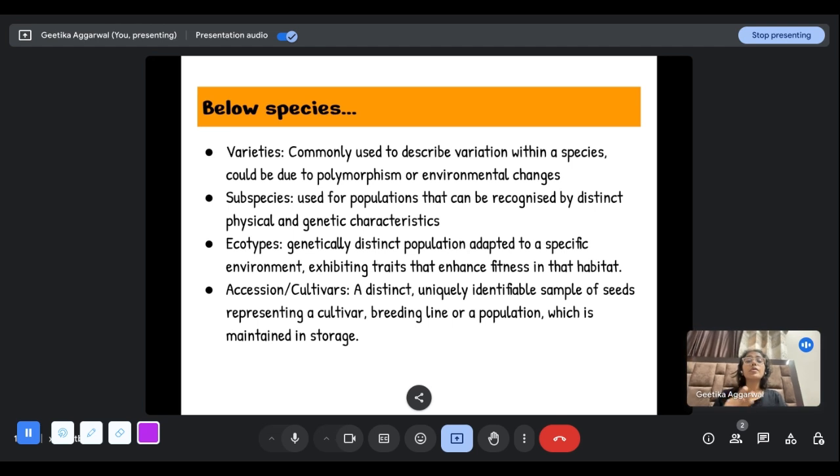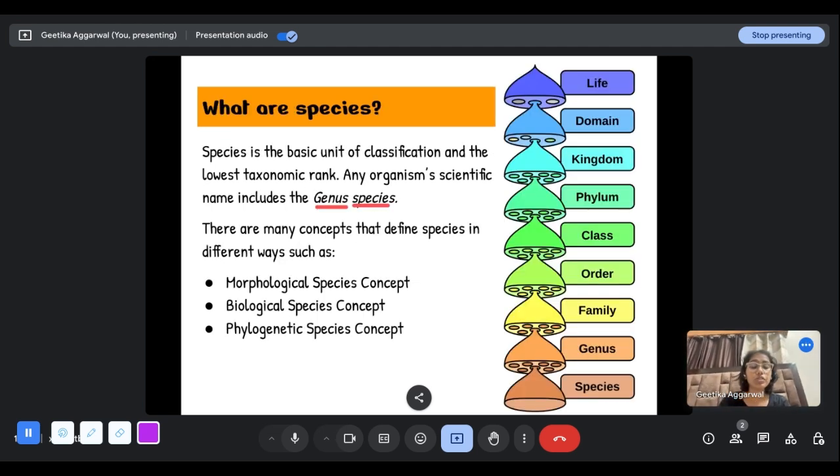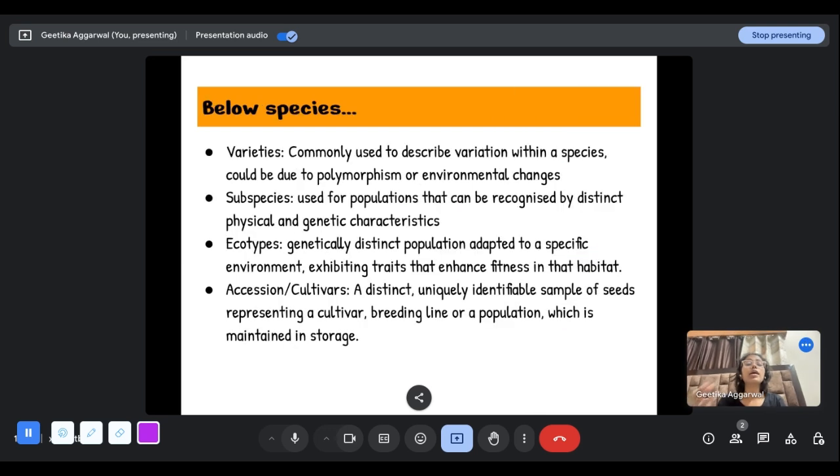But when we talk about species, what happens below the species? So this was what is above the species. There's genus, family, order, right? But within a species there are varieties. Varieties are commonly used to describe some variation within a species. It could be due to a certain polymorphism or certain environmental changes. A species could have different varieties that are existing, but they still belong to a similar species because they can interbreed and produce fertile offspring.